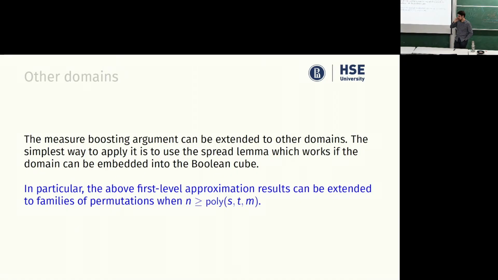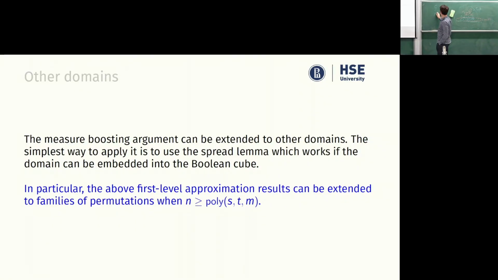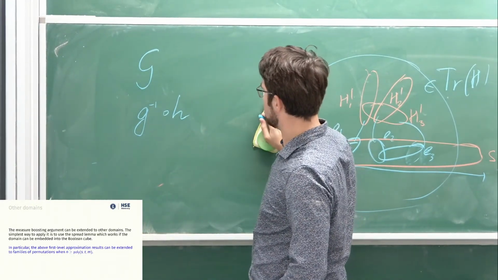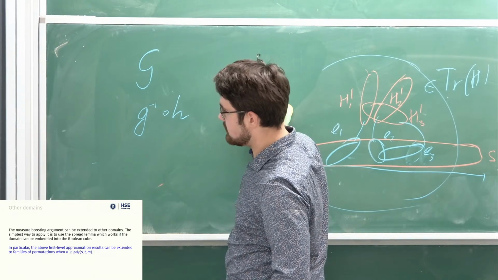What about the more general case? You have an abstract group G, and you define intersection by the number of fixed points of g inverse times h, for two elements g and h in your family, in your subset of the group G.